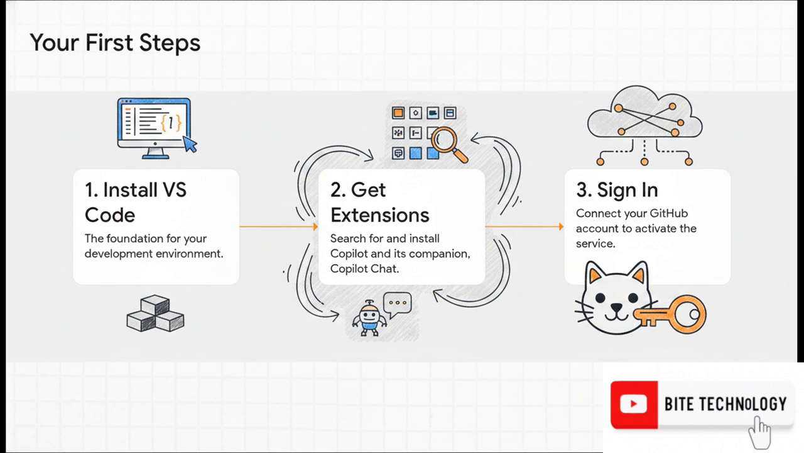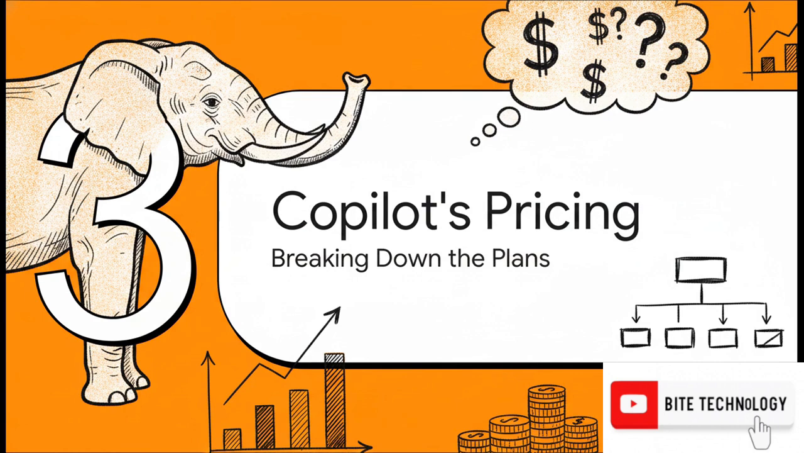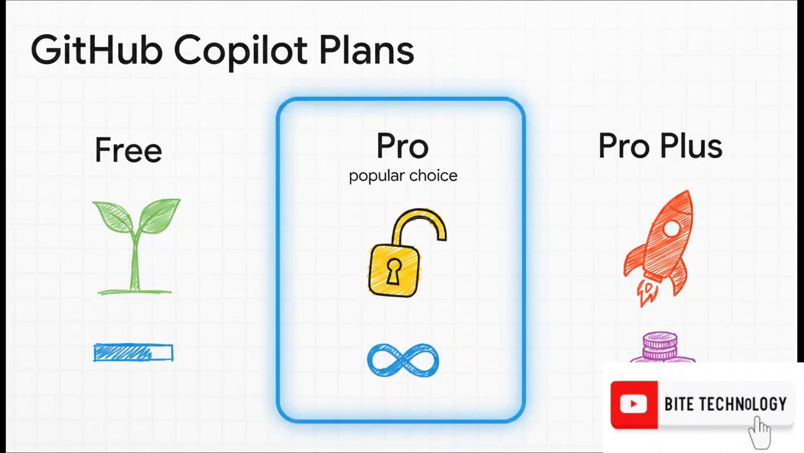You're good to go. All right, let's talk about the elephant in the room, money. How much does this thing actually cost, and what do you really get for it? The pricing plans can be a little confusing at first glance, so let's just break them down nice and clear. So you've basically got 3 tiers. The free plan is perfect for just dipping your toes in and seeing what Copilot can do. If you're a professional developer, that Pro plan is the real sweet spot at $10 a month.